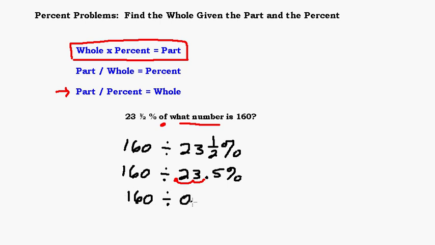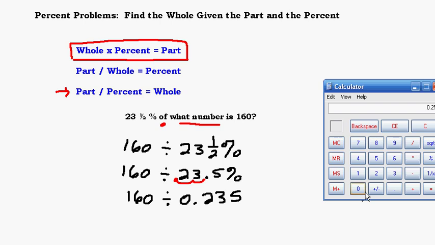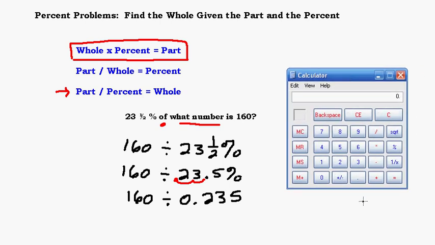So now we have 160 divided by 0.235. Let's pull up the calculator for this one. So we're going to punch in 160 divided by 0.235 equals. Alright, we get this big old long number. So what we would want to do at this point is check the directions and see if it said to round it to a certain place value, like tenths or hundredths.